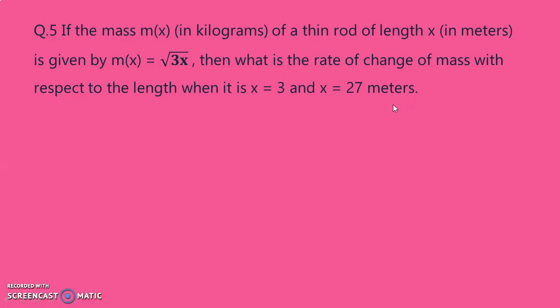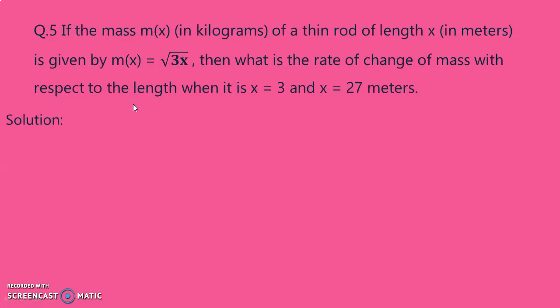Like in the previous problem, they have given the mass value as m(x) equals square root of 3x, and the rod length is x. We have to find the rate of change of mass with respect to the length, and we have to substitute the value of x as 3 in that rate of change, and x equals 27 again.